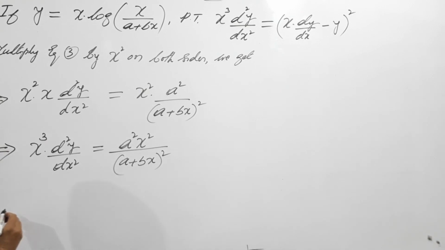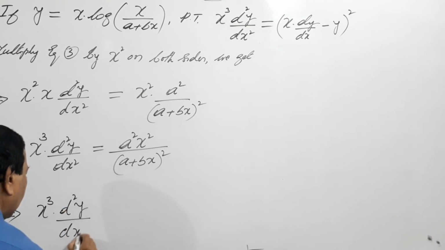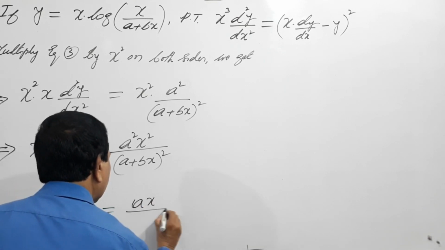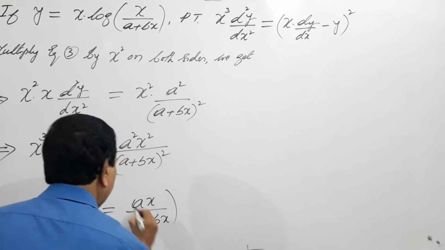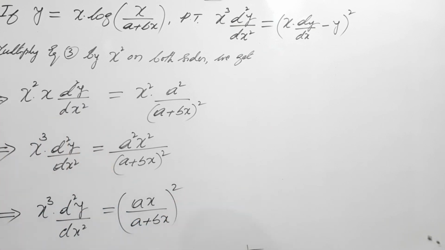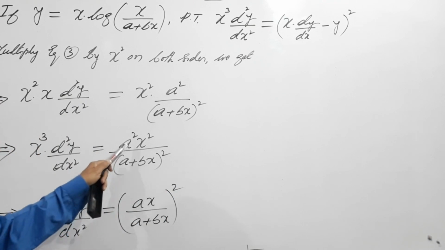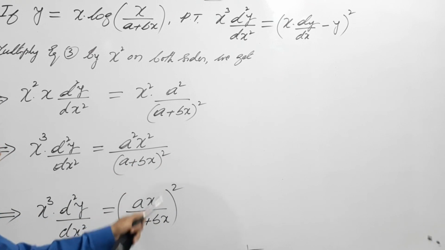So this can further be written as what? X cube d square y by dx square, I can write this as ax by a plus bx the whole square. Can I write like this? What I have done, I made this whole square, because even if you solve this, you will get back the same answer.